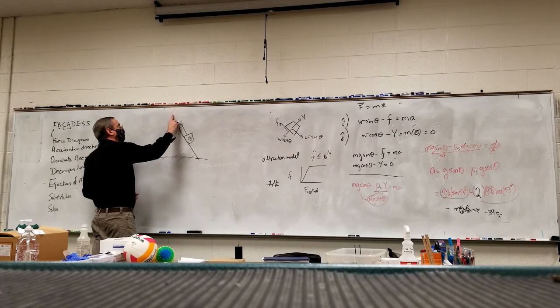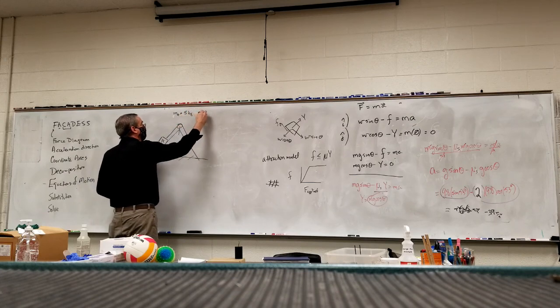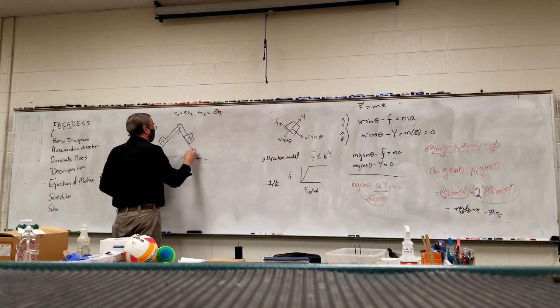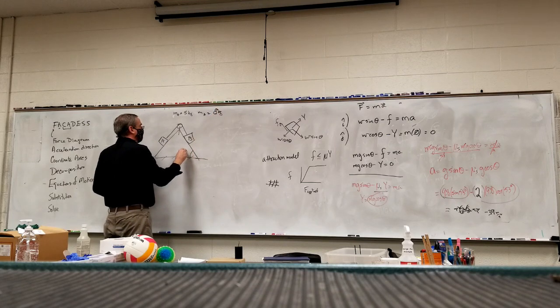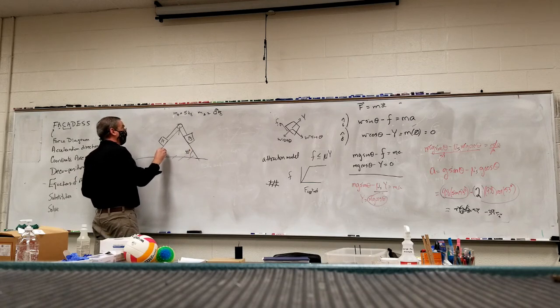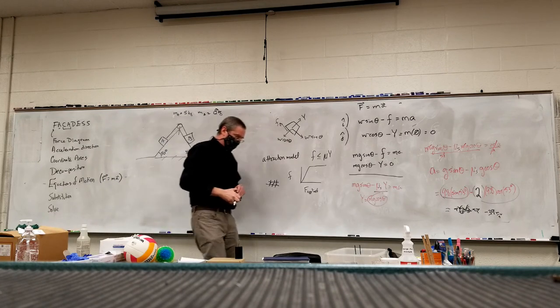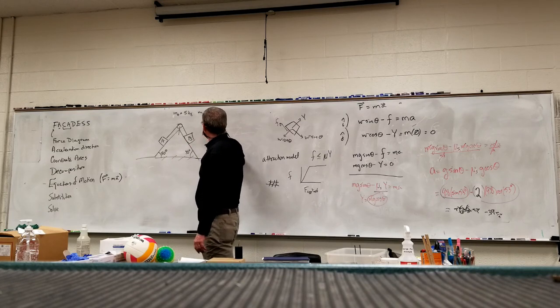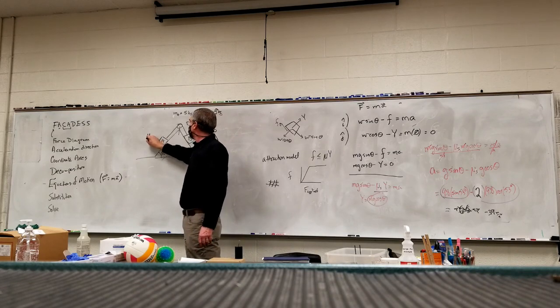Let's see. So mass of A equals 5 kilograms. Mass of B equals, let's make it 8 kilograms. Let's make this a 40-degree angle. We'll make this one a 50-degree angle. Friction on this side will make 0, and friction on this side will make static friction equal to 0.5 and kinetic friction equal to 0.3.